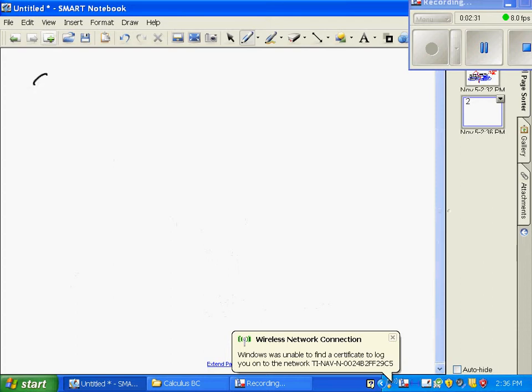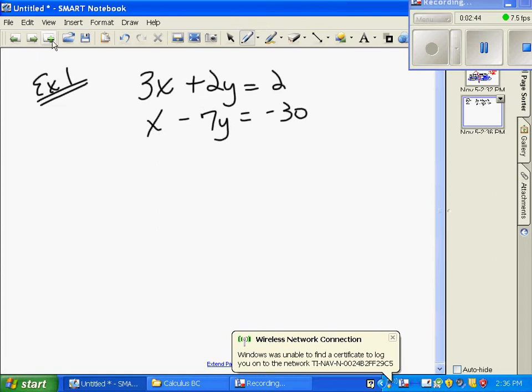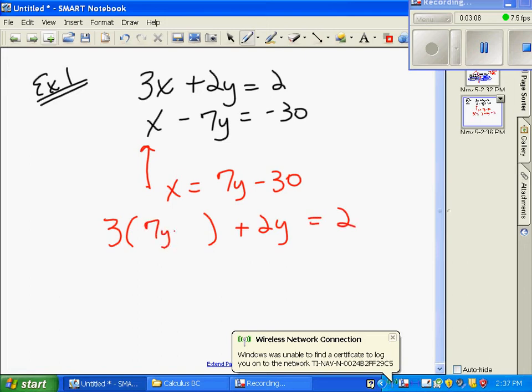So example 1: I have 3x plus 2y equal to 2 and x minus 7y equal to negative 30. I know some people like substitution and some people like elimination, so I'll try and do both. I'll do this one using substitution because I can see right there that the x can be by itself very easily. X is equal to, add 7y to both sides, so I get 7y minus 30. So that means I go to the first equation. Wherever I see an x, I'm going to put parentheses, and in those parentheses, I'm going to put the 7y minus 30.